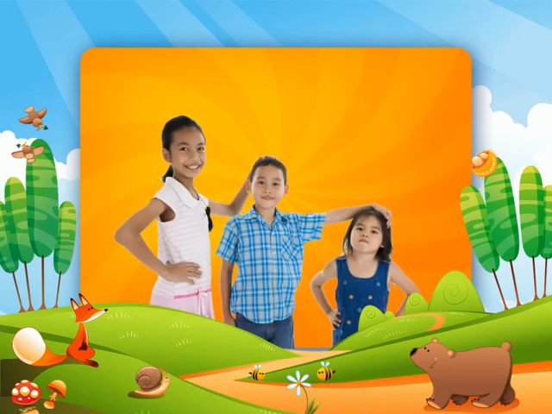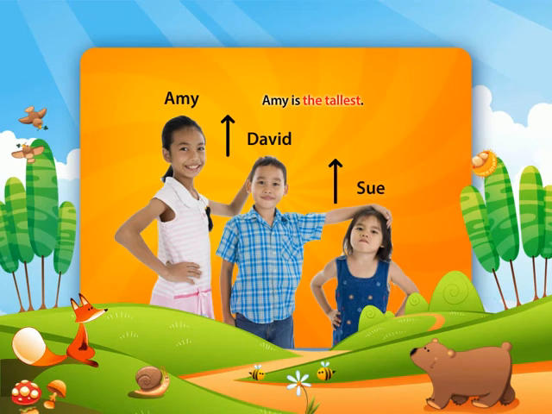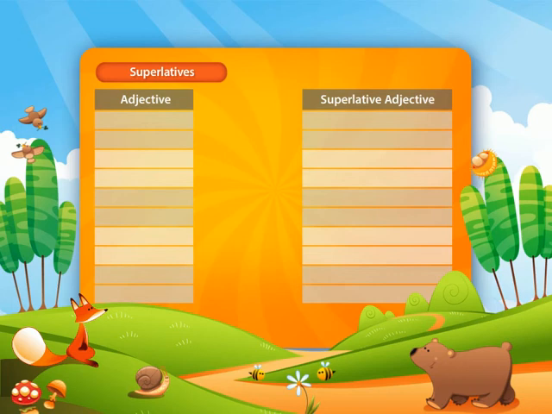A superlative is used to compare three or more nouns so that you can say which noun has the most of that adjective. A superlative adjective usually has the article "the" in front of it. The noun comes after the superlative adjective. Let's find out the rules for forming the superlative adjective.